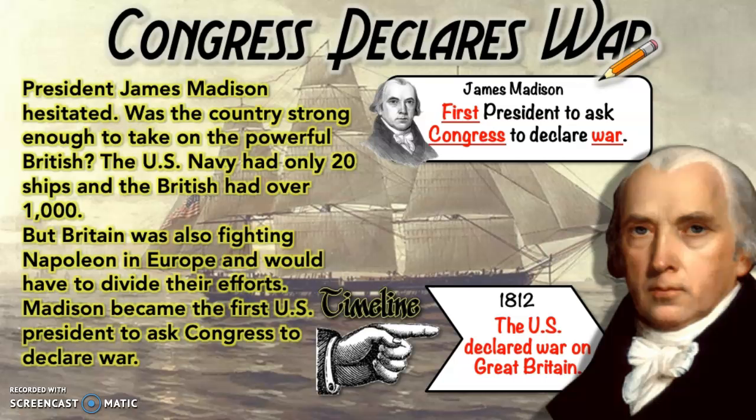So it's with this in mind that President James Madison had to make a decision on whether to go ahead and ask Congress to declare war, which he did, knowing that we did have a smaller navy, but that the British were also fighting against France, so their forces would be divided. So if there was a time to fight, it was now. He's the first president to declare war by going to Congress and having them vote, and that was in 1812, which goes in your timeline.